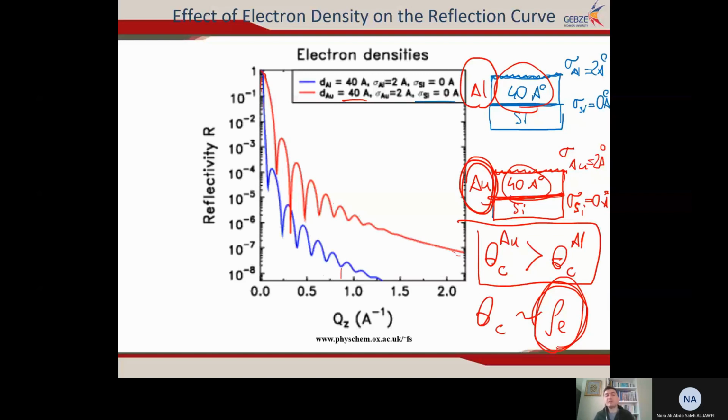So if you have more electrons, then you are able to send more X-rays to the detector. Since within the gold we have more electrons, we can send more photons to the detector. Then the total intensity coming from the gold is much bigger compared to the total intensity coming from the aluminum. Then let's continue with the determination of roughness.